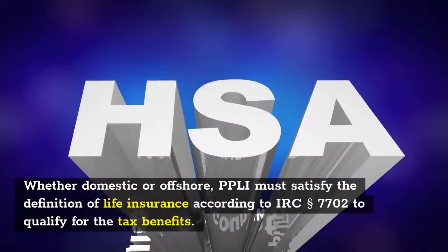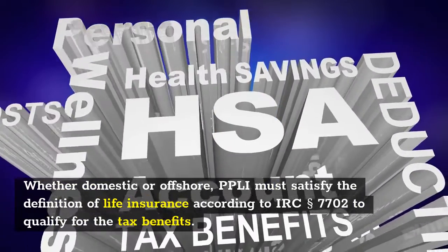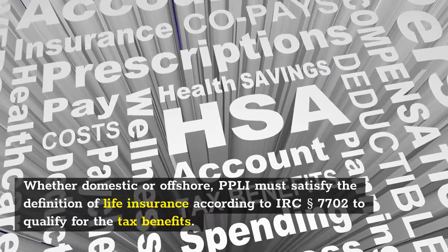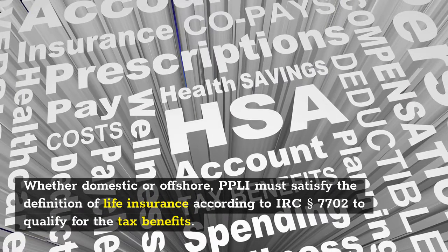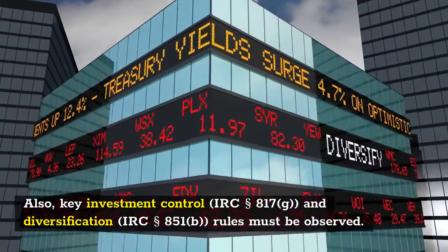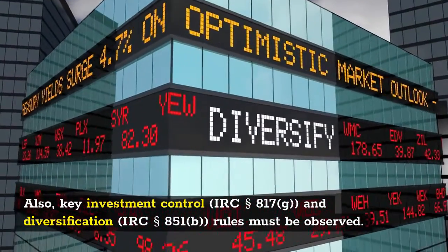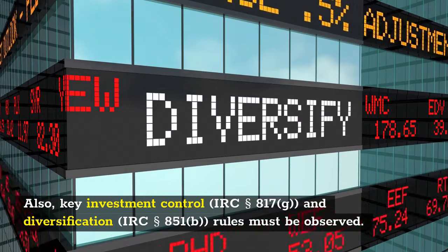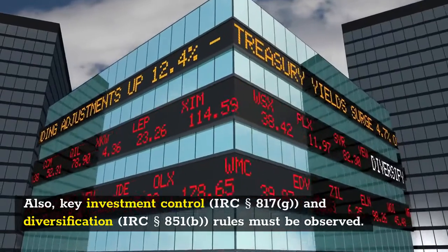Whether domestic or offshore, PPLI must satisfy the definition of life insurance according to IRC Section 7702 to qualify for the tax benefits. Also, key investment control, IRC Section 817(g), and diversification, IRC Section 851(b), rules must be observed.